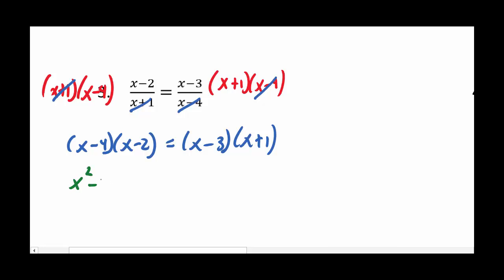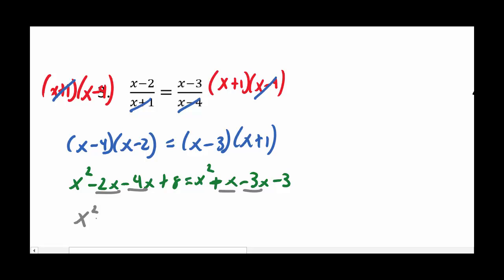So x squared minus 2x minus 4x plus 8. And then x squared, let's see, plus x, whoops, minus 3x minus 3. And I can see some like terms on each side here, so I want to go ahead and combine them before I start moving sides. So it's a minus 6x on the left and a minus 2x on the right. Gotta make sure I don't switch signs on me.